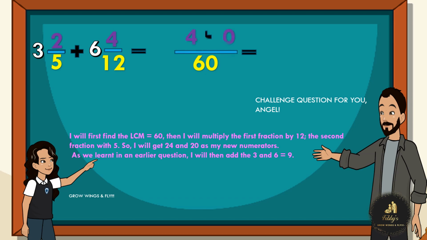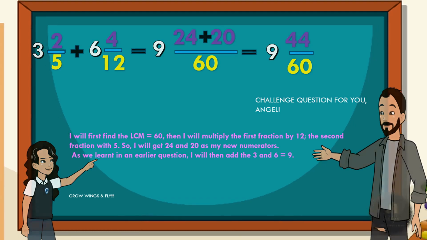12 times 2, which is 24. And the second fraction I will multiply by 5. That should give me 20. And then I will add the whole numbers, 3 and 6. So that should give me 9. And when I finish my answer, it should look something like this. 9 and 44 over 60. Am I correct?